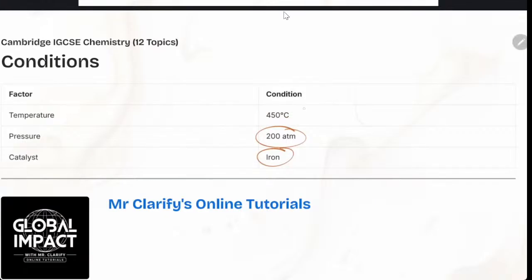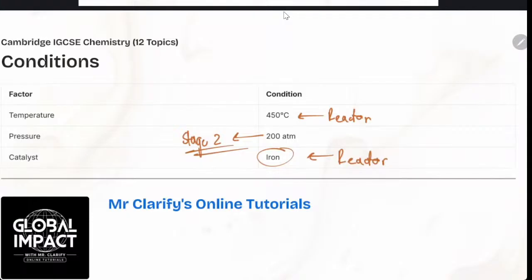450 degrees. Where does this happen? In the reactor. Iron catalyst. Where does this happen? In the reactor. Where does the reaction happen? In the reactor. This is stage 3. In stage 2, what happens? They are pressurized in a compressor. Stage 2, this is where the gases are passed through a compressor.